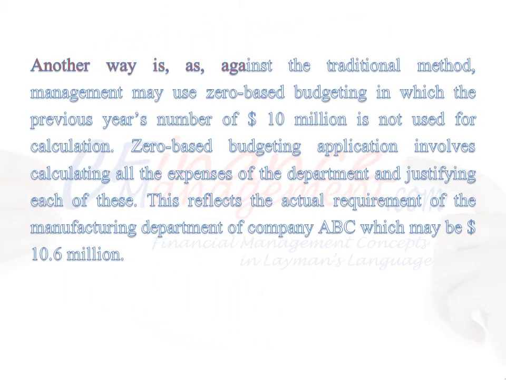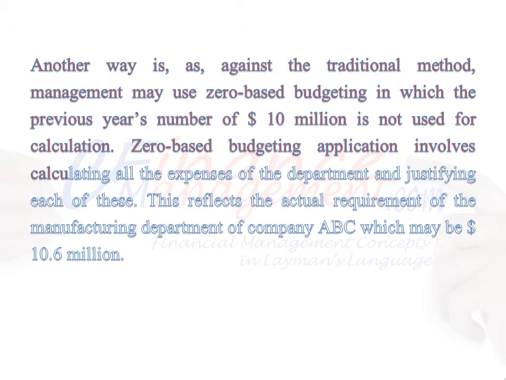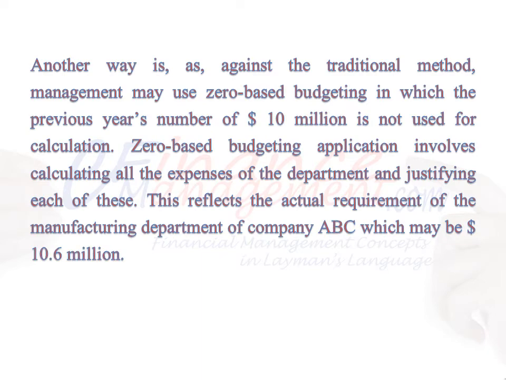Another way is, as against the traditional method, management may use zero-based budgeting, in which the previous year's number of $10 million is not used for calculation. Zero-based budgeting application involves calculating all the expenses of the department and justifying each of these. This reflects the actual requirement of the manufacturing department of Company ABC, which may be $10.6 million.